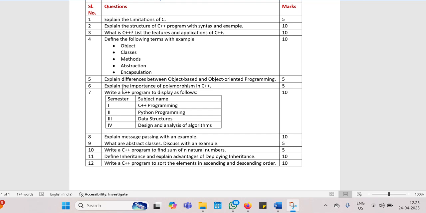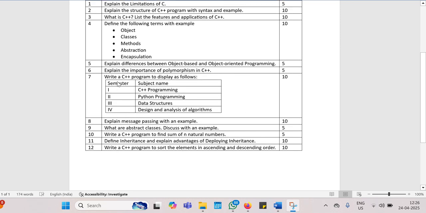The next question is explain the importance of polymorphism in C++. So this is also a most repeatedly asked question. So this can be asked for 5 marks or 10 marks. So you have to take a programming example and explain the concept of polymorphism in relation with that program. First, briefly, you can just tell what exactly is polymorphism in C++, and later for explanation you can use a programming example.